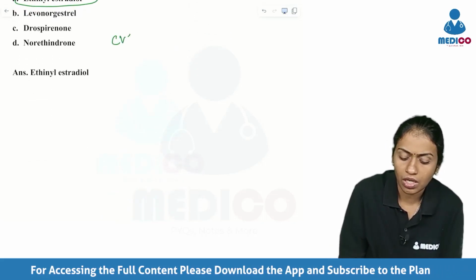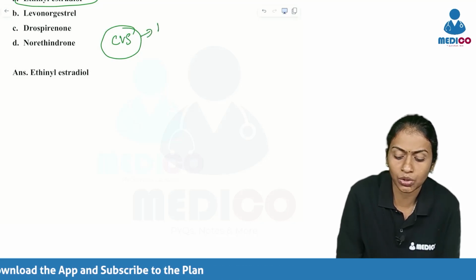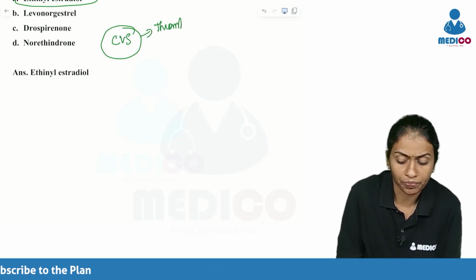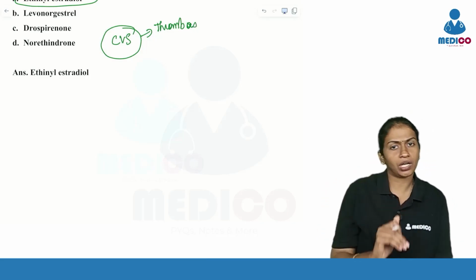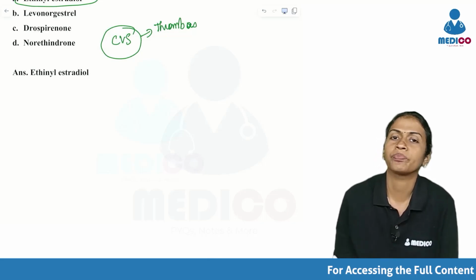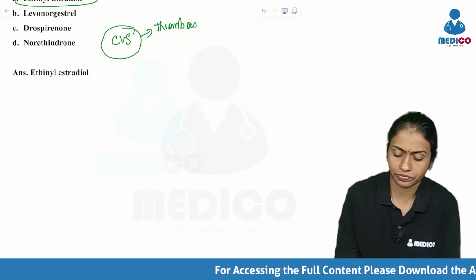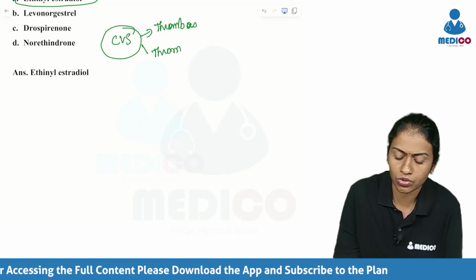It can cause cardiovascular side effects. What cardiovascular side effects? It can lead to thrombus formation. Thrombus formation in the sense, it can result in myocardial infarction, it can result in cerebrovascular accident or stroke, and it can cause thromboembolism also. Deep vein thrombosis is also seen.